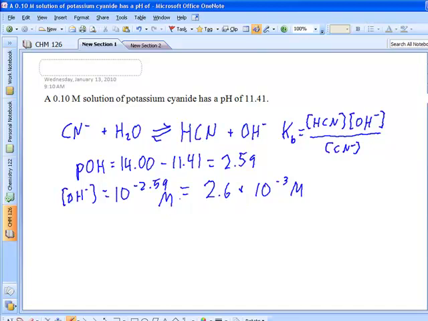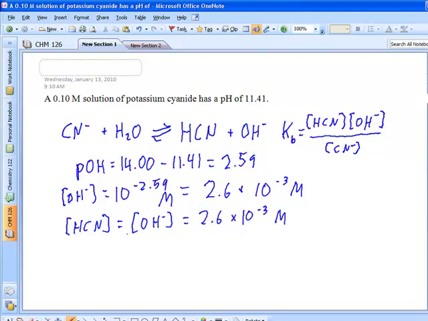Now, because the hydrogen cyanide is generated from the same reaction as the hydroxide ion, and it's a one-to-one reaction, the concentration of the HCN is going to be the same as that of the hydroxide ion. So in this case, that would also be 2.6 times 10 to the negative third molar.